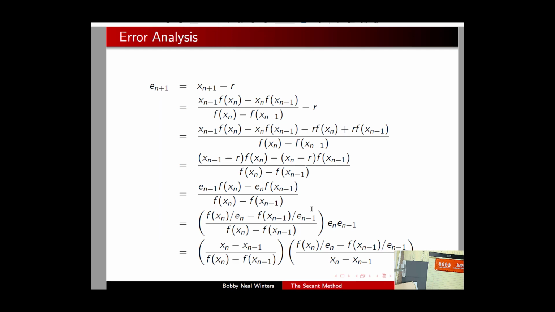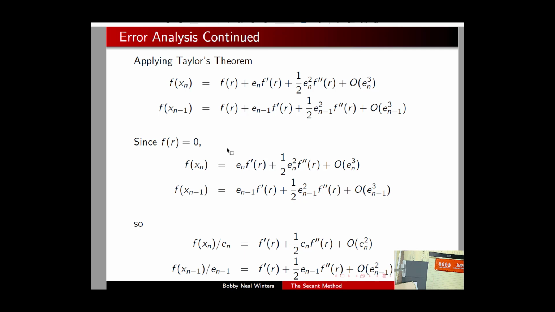And so here we come to our error analysis. I'm going to summarize here. You can follow through with the algebra, but this is just substitutions. At some point we do some factoring out, and we try to be a little clever, again giving us this equation here. Again, we apply Taylor's theorem.